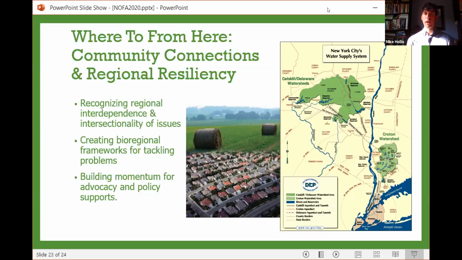So recognizing any of these interdependencies and the intersectionality of a lot of the issues that we're dealing with is important. I think looking at bioregional frameworks for tackling any problems, of course, is very important. And then continuing to build momentum for advocacy and policy supports is very important. And within advocacy and policy supports, certainly continuing in expanding out and drawing larger visions for some of the frameworks I've mentioned, but also looking at the ideas from the communities that are being impacted.